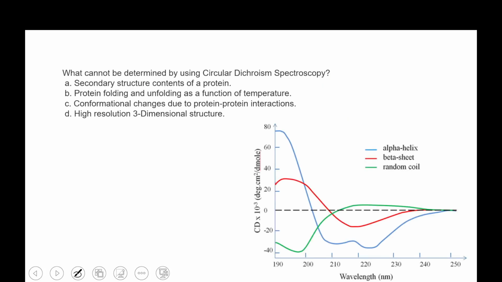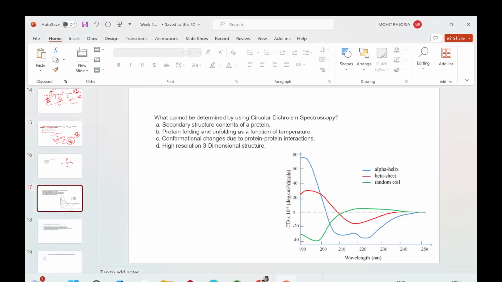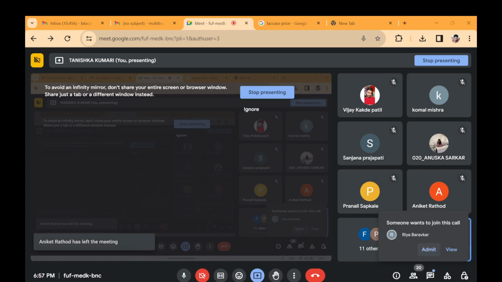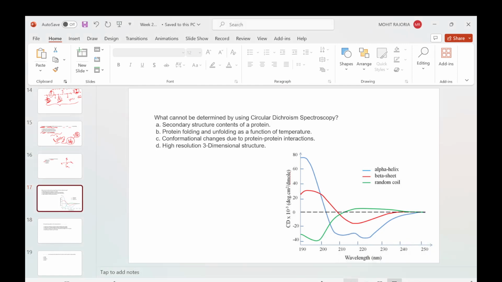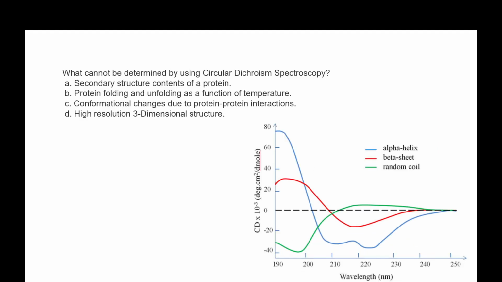Now we have a question: what cannot be determined by using circular dichroism spectroscopy? So why do we use circular dichroism? For what purpose has it been used? Circular dichroism spectroscopy is used to predict or to find out the secondary structure of a protein.